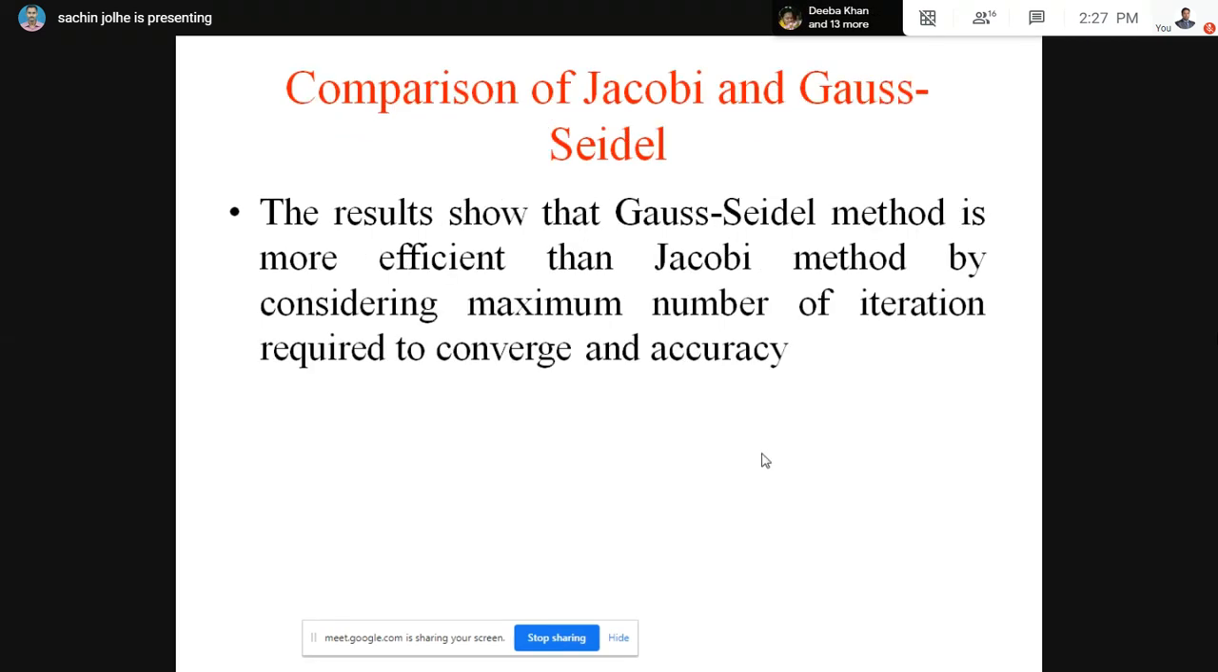So how is it going to be there? Okay, comparison: there is one other method also, the Jacobi method, and it is very similar to the Gauss-Seidel method. But Gauss-Seidel is, we can say, an advance of that. The Gauss-Seidel method is more effective than Jacobi's method because the maximum number of iterations required to converge and the accuracy is better than the other, and it is good compared to the Jacobi method.